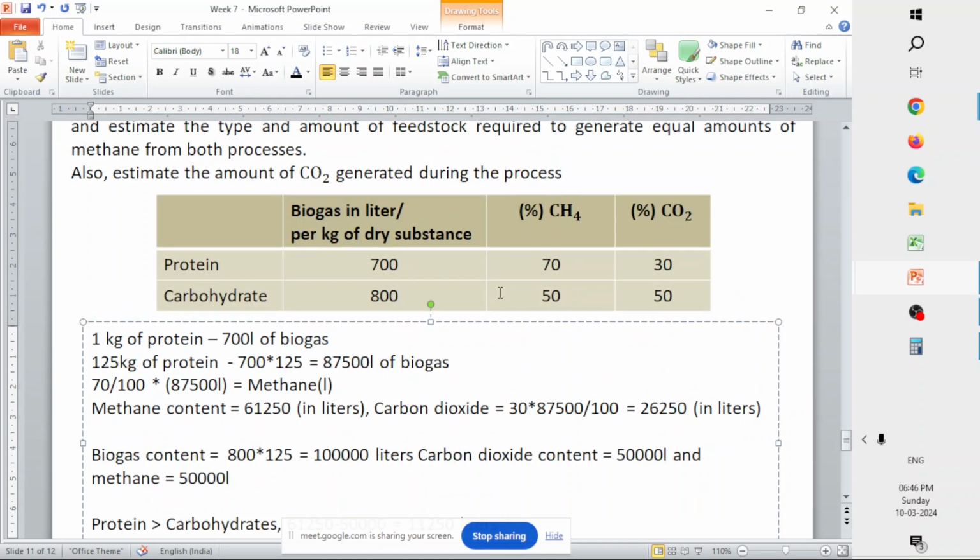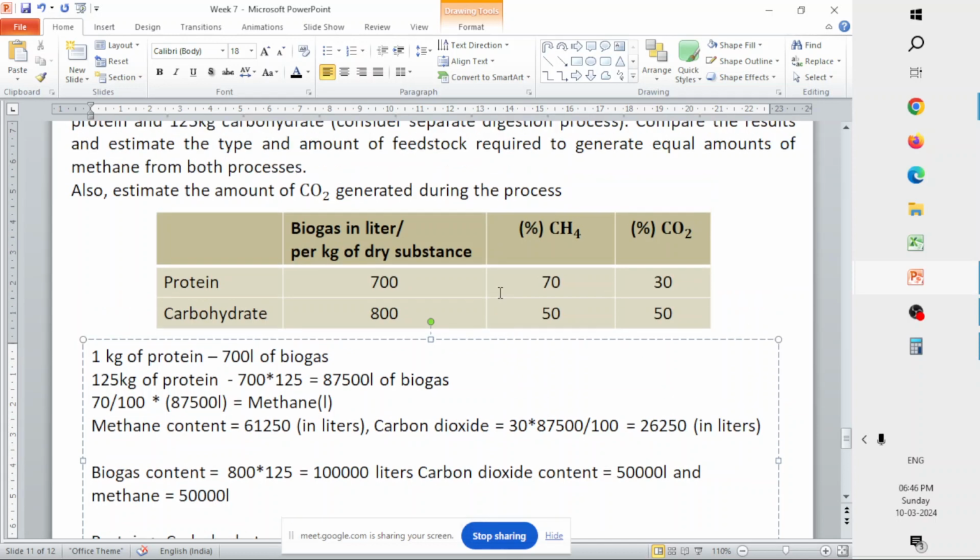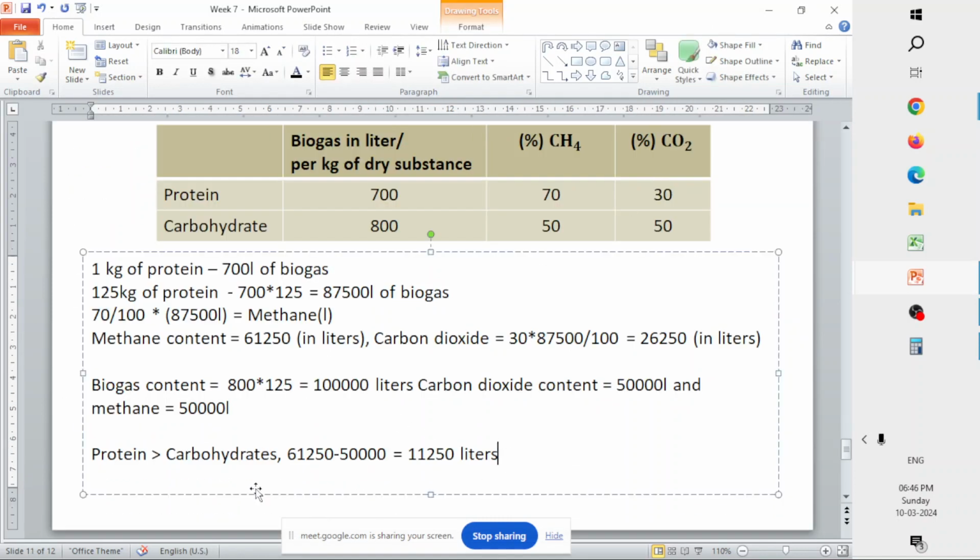The rest of the question is to find the amount of feedstock that you will be required to generate equal amounts of methane. Suppose you want to generate the same amount of methane, 61,250 liters, using carbohydrate based feedstock. What will be the amount of feedstock you will have to utilize for this much methane generation? That's just back calculation. I am generating 61,250 liters of methane, and that is nothing but 50% of the total biogas that is getting generated.